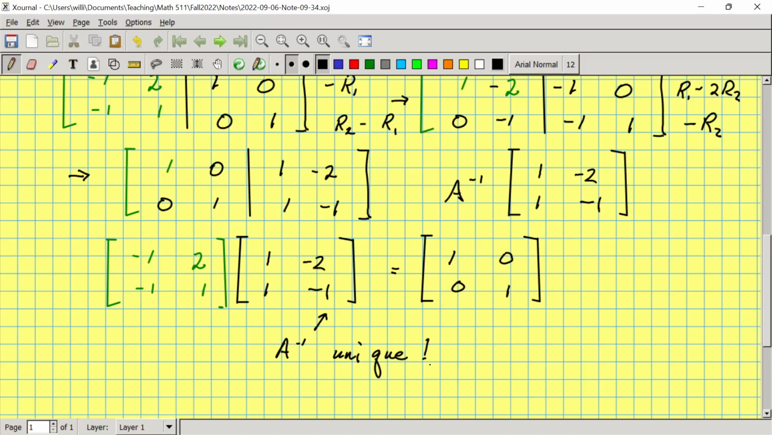Wait, there are column operations? Sure. Aren't I performing column operations on the matrix on the left? I add one column to the next column. When I multiply on the left, I'm performing a row operation. This is what we're going to talk about this week. Okay.